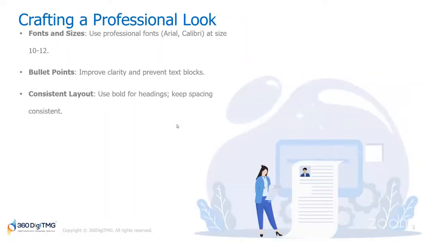Talking about crafting a professional look, your font and sizes should be proper. You should use professional fonts, Arial, Calibri, at size 10 to 12. Bullet points, you need to make sure that you mention it in bullet points to improve clarity and prevent text blocks. Rather than giving a complete text block, why don't you write it in points? That will be really good, right? That will be really useful. Talking about layout, it should be consistent. You need to make sure that you are using bold headings and the spacing that you have kept is consistent.